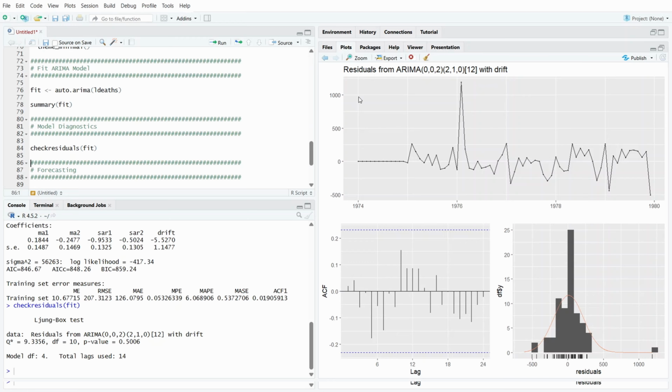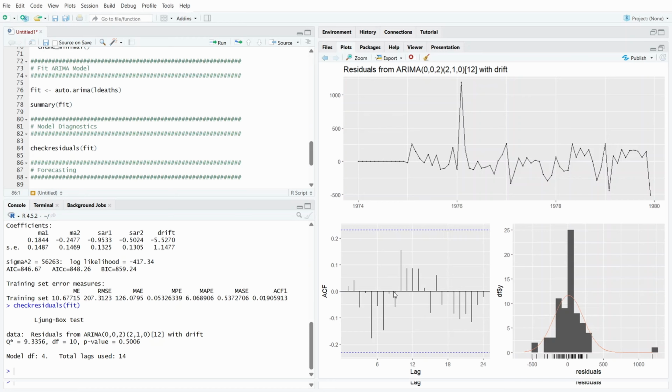Starting with the top panel, we see the residuals plotted over time. Ideally, residuals should behave like random noise, fluctuating around 0 with no clear pattern. In this case, most of the residuals are centered around 0, which is a good sign. However, we do notice a few large spikes, particularly around the mid-1970s. These may indicate unusual events or outliers that the model does not fully capture.